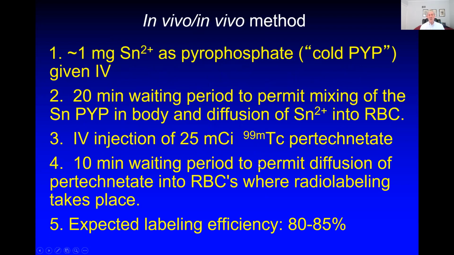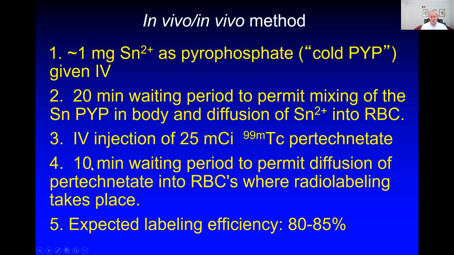Now, here is how we do the in vivo/in vivo. This is very simple, really. We inject 1 milligram of stannous ion. Now, 1 milligram is put into 5 liters of blood, and that's enough tin to tin a 225-pound man or woman, either one. So we inject the stannous ion in vivo. That's in vivo tinning. We wait 20 minutes, and then we inject the prescribed dose of pertechnetate, usually 25 millicuries, in vivo. Everything was done in vivo.